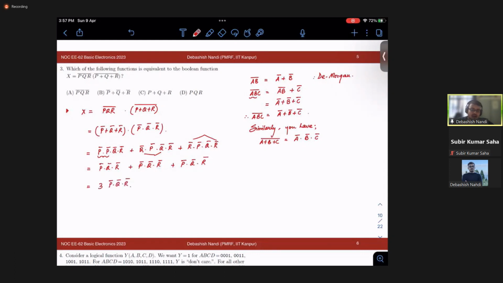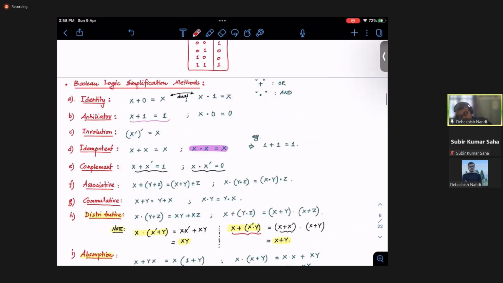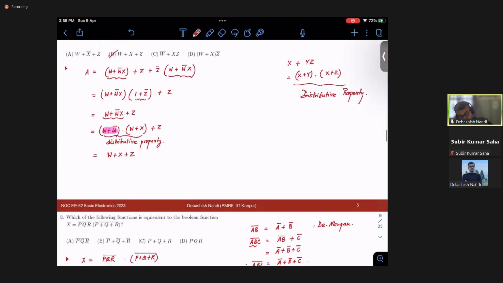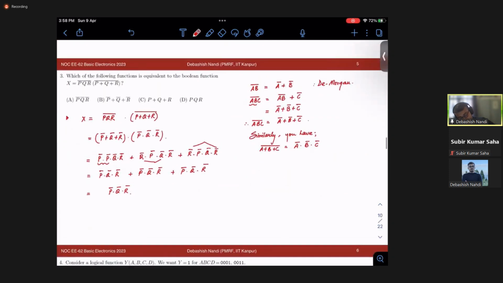Is it correct? There is no 3, right? There is no 3 in Boolean configuration, because I have already told you the formula, right? This is called idempotent. When any input is ORed or ANDed to itself, it returns the same thing, right? So if I have this same stuff here, here and here, I will get simply this. Okay.